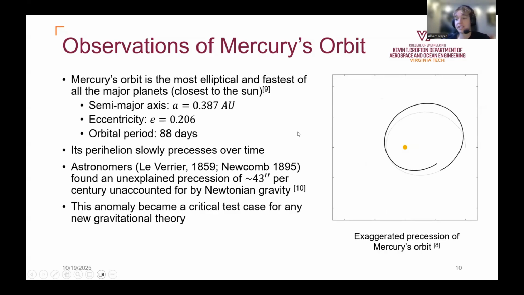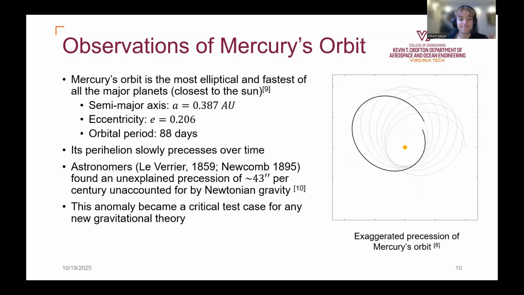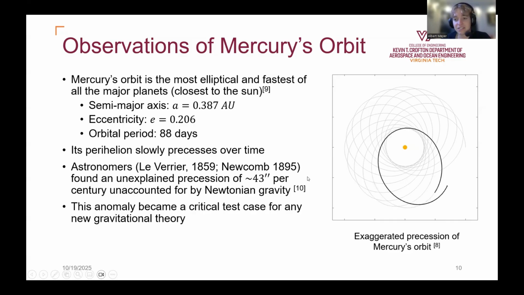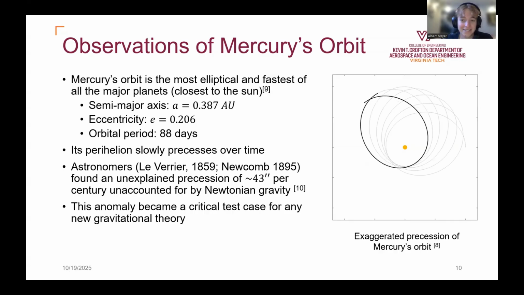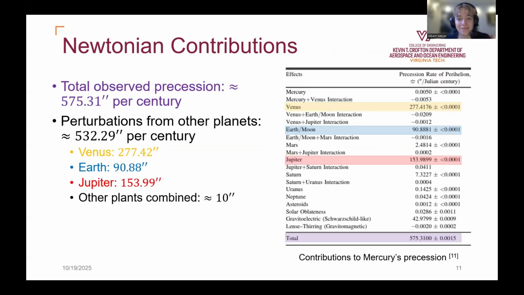So astronomers in the 19th century found this precession and tried to explain it using Newtonian gravity via effects from other planets pulling on it, because perturbations can happen just from gravity from other planets. But they found a discrepancy of about 43 arc seconds per century that they just did not have an explanation for and could not account for. So this anomaly became a critical observation and a test case for any new gravitational theories that would come out. So conveniently, not that long after, we did have a new gravitational theory to come out.